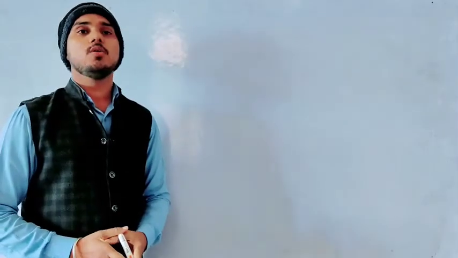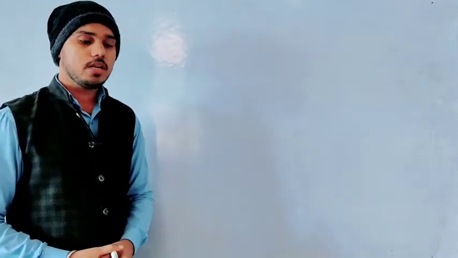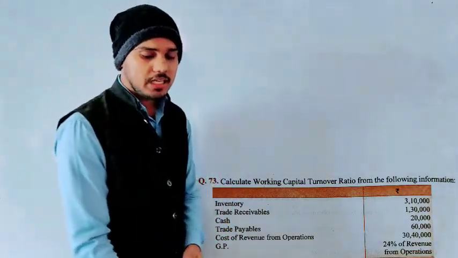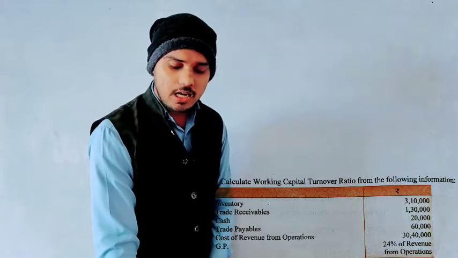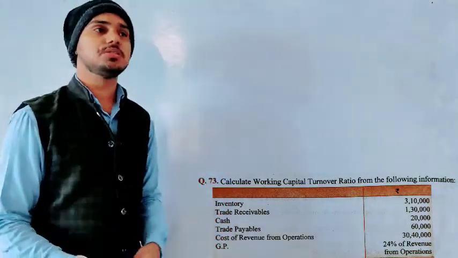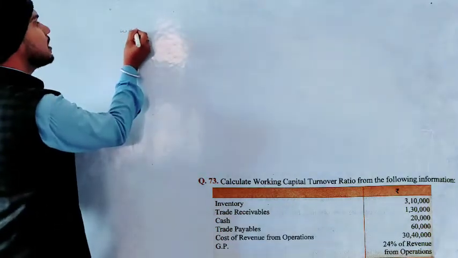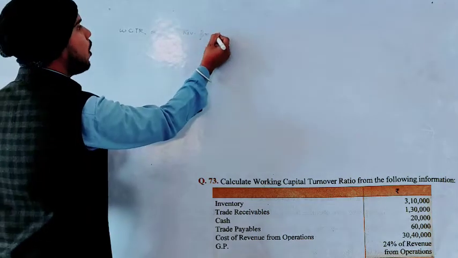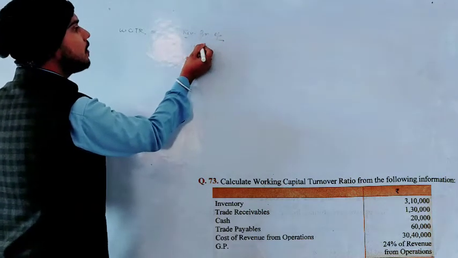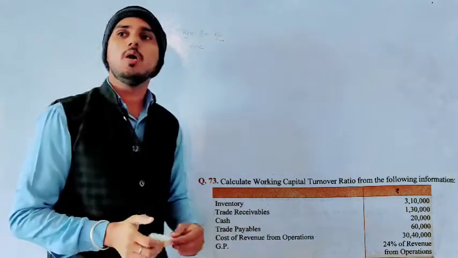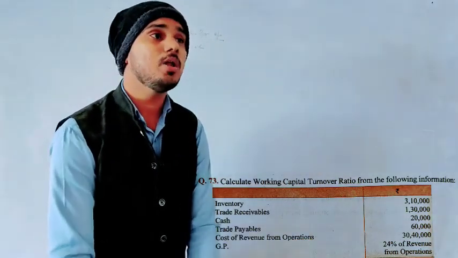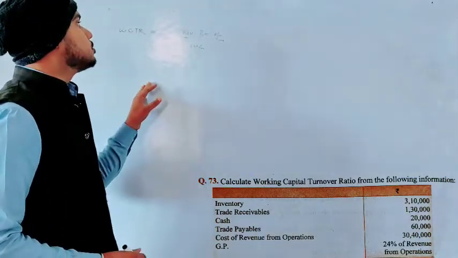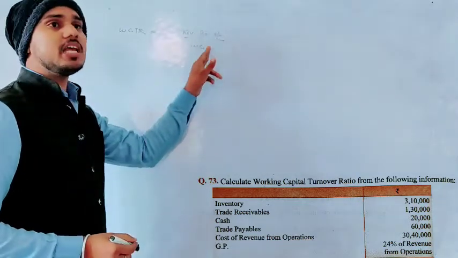So the next question that we are going to see is related to working capital turnover ratio, and that is question number 74. It is written in the question: calculate working capital turnover ratio from the following information. We know that the formula of working capital turnover ratio is sales, that is the revenue from operation, divided by working capital. This is the only formula of activity ratio where we will not write average working capital, right? No confusion. Okay. So we have to find two things, sales and working capital.